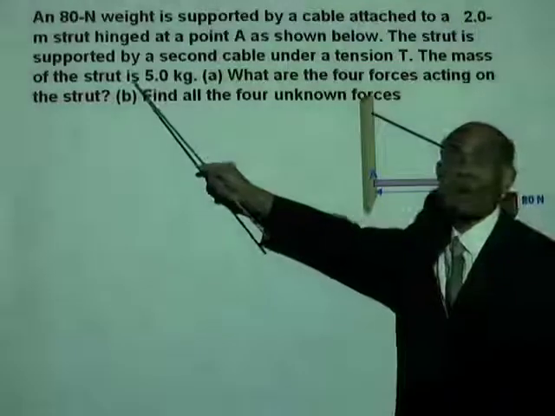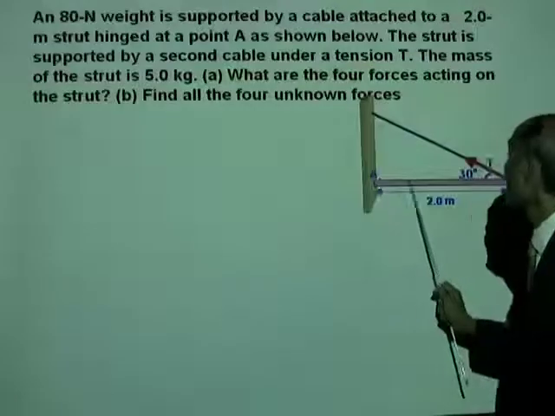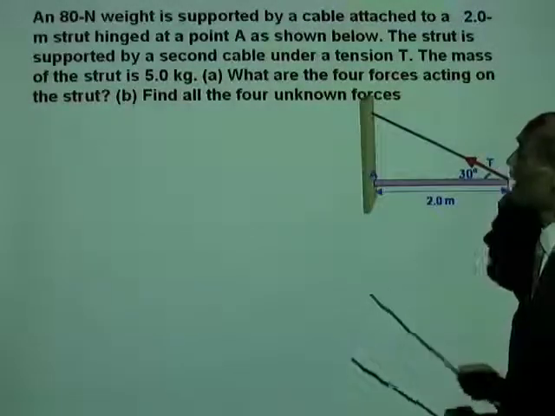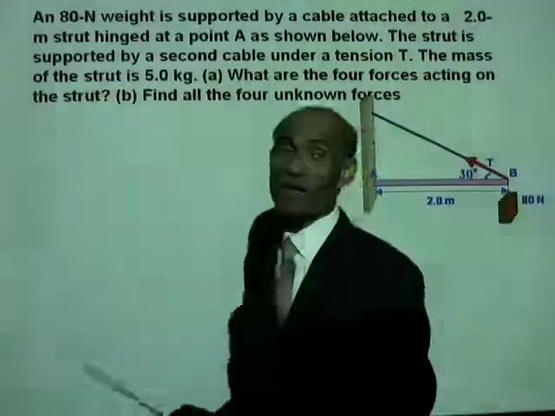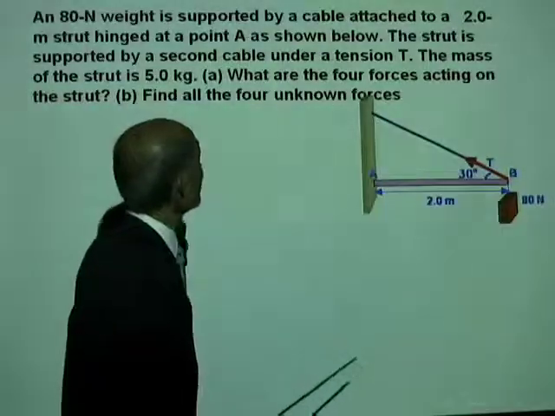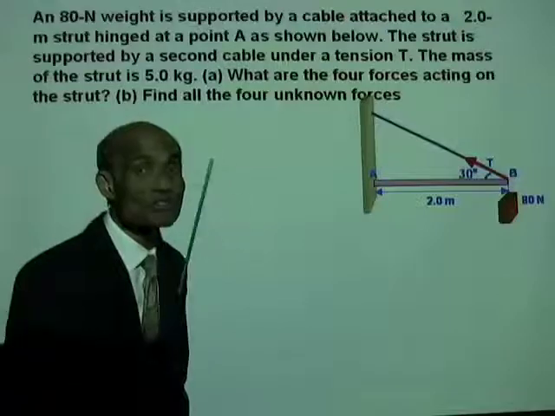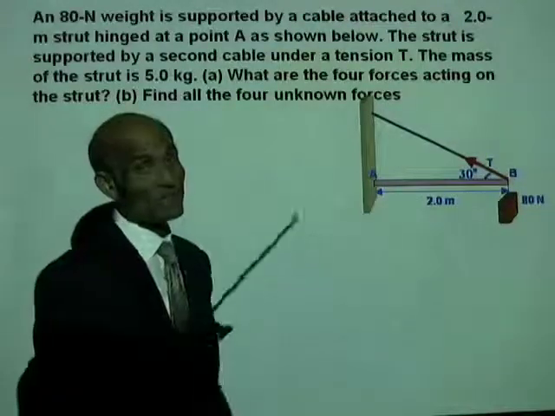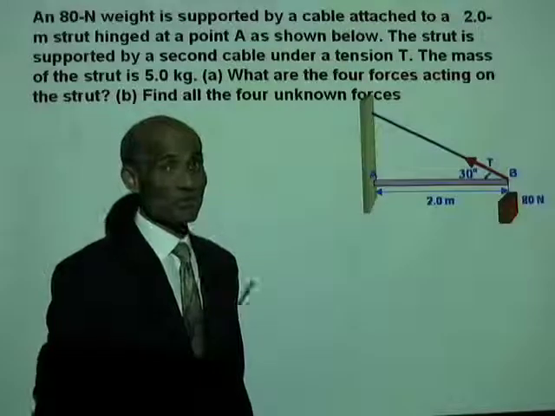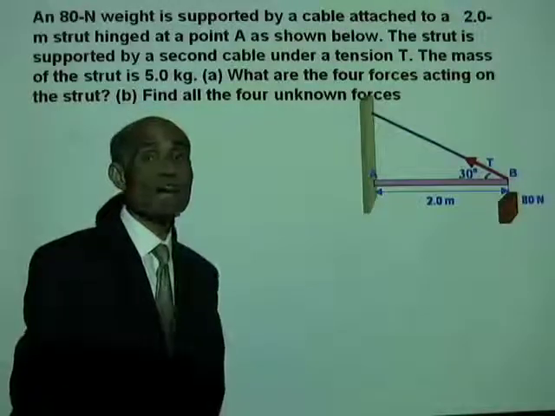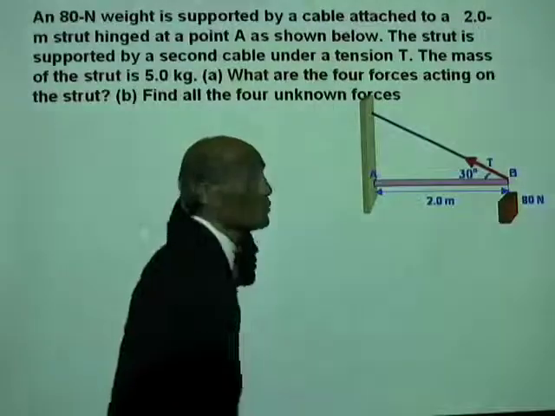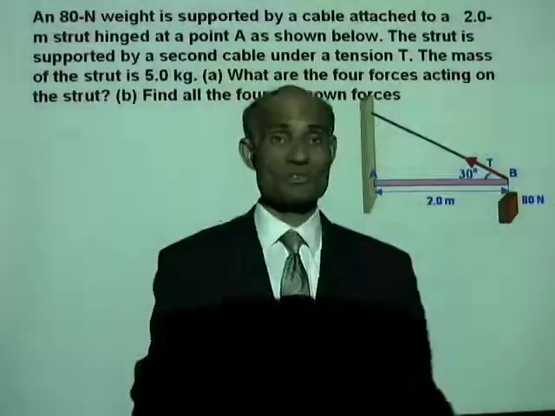The mass of the strut is 5 kilograms. So the mass of this beam, if you want to call it, is 5 kilograms. Now what are we supposed to find? What are the 4 forces acting on the strut? I specifically said there are 4 forces. Find all the 4 unknown forces.